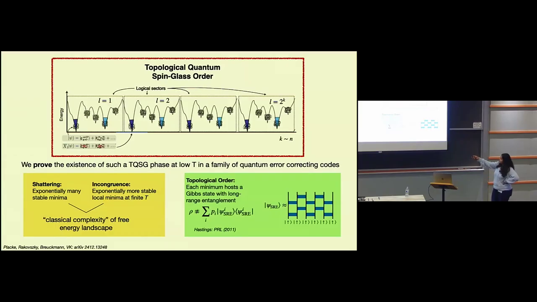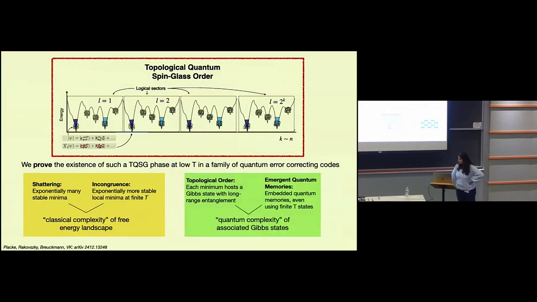Well, each minimum hosts a stable Gibbs state, but this Gibbs state has long-range entanglement, which means that it does not have any decomposition into pure states where the pure states can be written as purely short-range entangled states, where short-range entangled states are obtained by a finite depth circuit starting from product states. So each of these Gibbs states has long-range entanglement in the sense defined by Hastings.